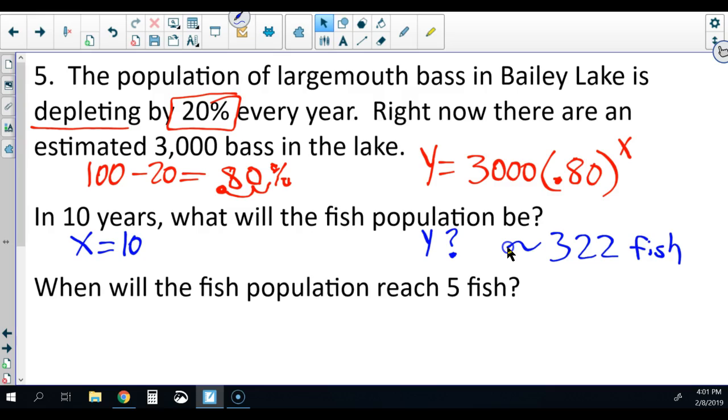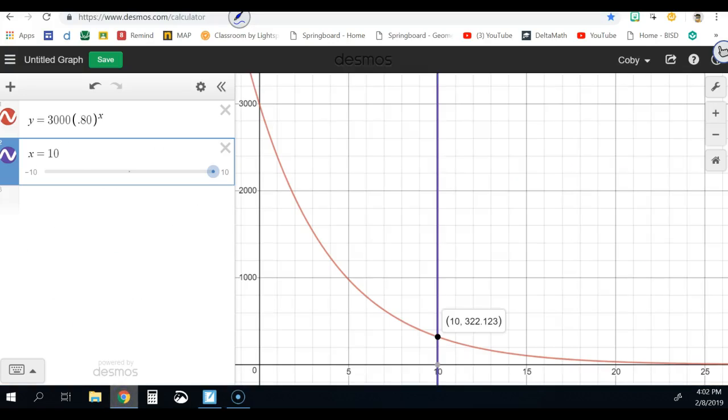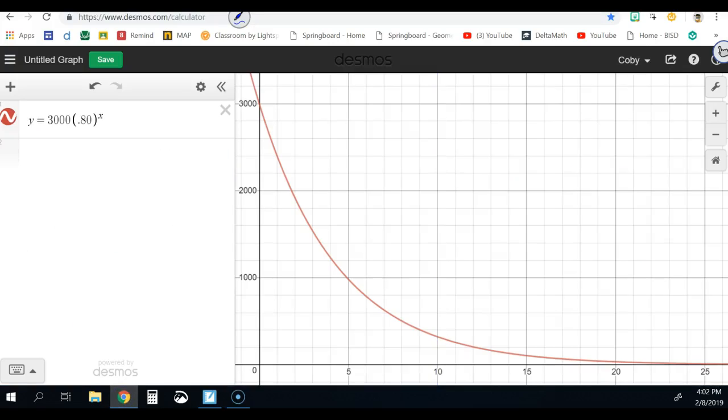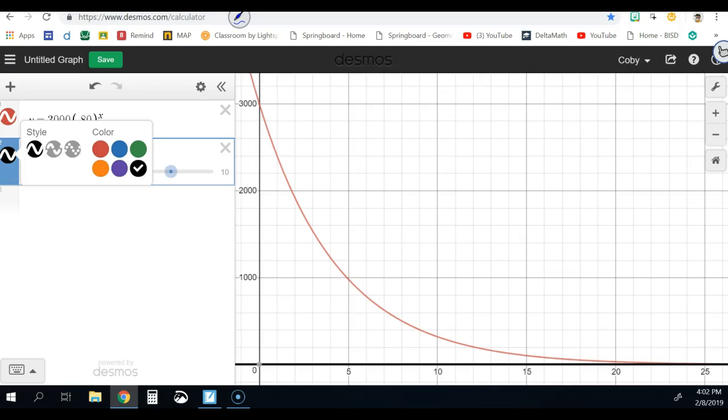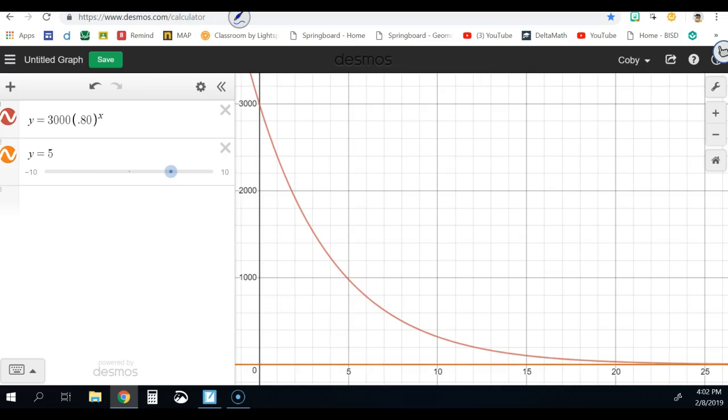When will the fish population reach 5 fish? So again, when, we don't know what the x is. X is the years, but I know the y, the population, is 5. What is x when y is 5? Go back to Desmos. I'm going to graph y equals 5 and see where they intersect. You see that black line that it made down there? It's kind of hard to look at. I'm going to make it orange. All we got to do is find where they intersect.